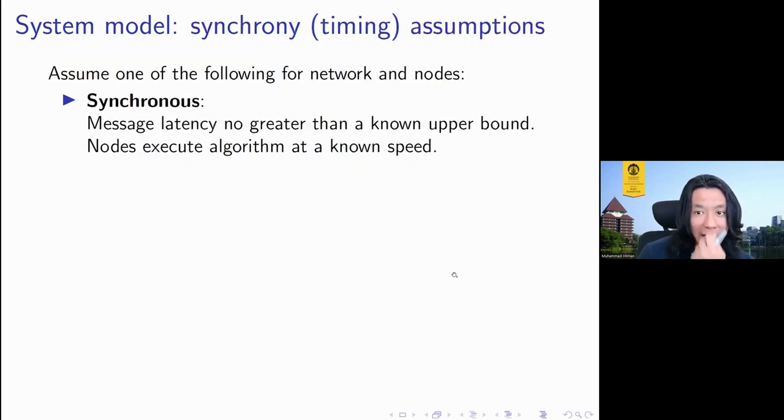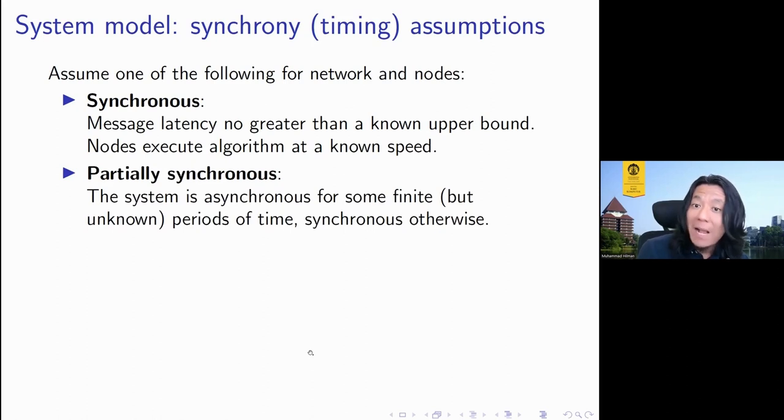Okay, the last one, the timing. For both the network and the nodes behavior model, we can have this time assumption. The first one is synchronous. If you have heard of real-time system, real-time environment, real-time application, this is where the latency is considered synchronous, where the latency of sending a message is no greater than a known upper bound. So basically, the latency is very small and can be ignored.